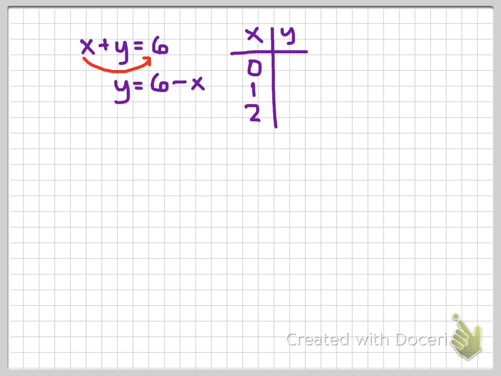We made an xy table. Again, we're going to just use 0, 1, 2. You can use any 3 numbers you want, but since we're going to be graphing on Tuesday, it's better for us to use numbers that are small so that we can graph them easier. So we're going to plug in the 0 for the x. So now I have 6 minus 0, which is 6.